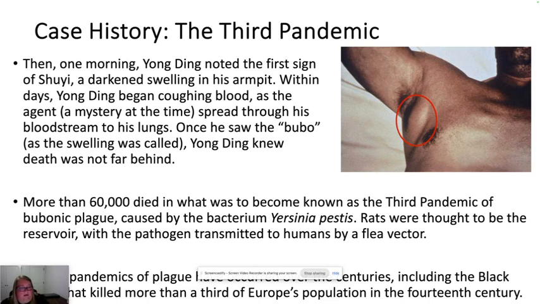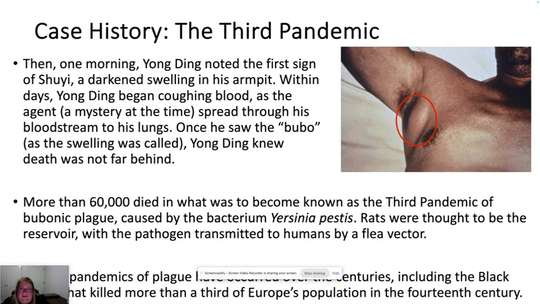Okay, so one morning during the Shu Yi, Yang Ding noticed the first sign that he had picked up this disease. Okay, so underneath his arm, he started to notice an area of swelling in his armpit. Okay, shortly after finding that swollen spot, Yang Ding starts to cough blood, and we really didn't know what was causing him to do this at the time.